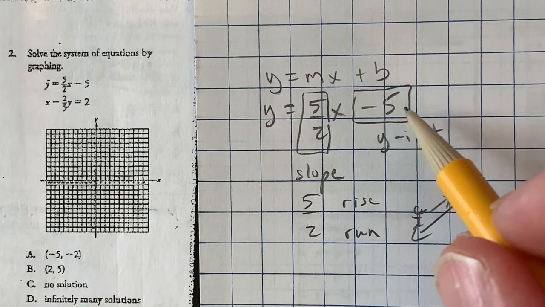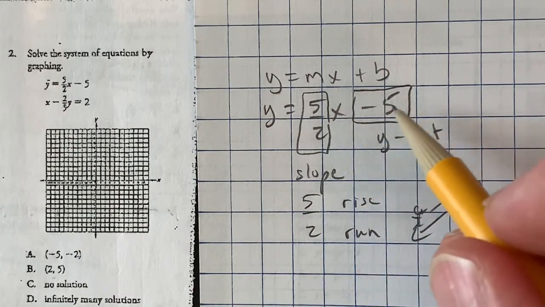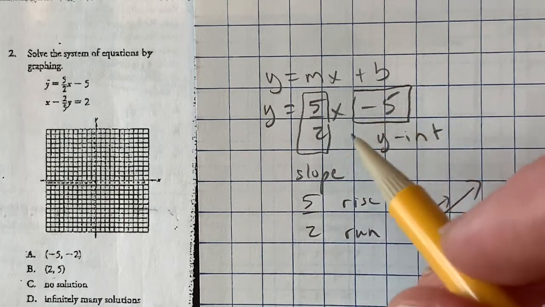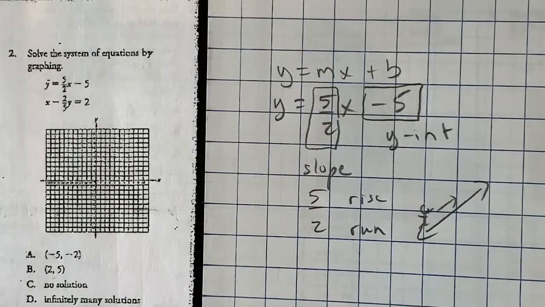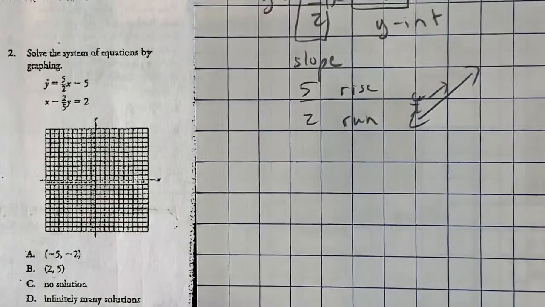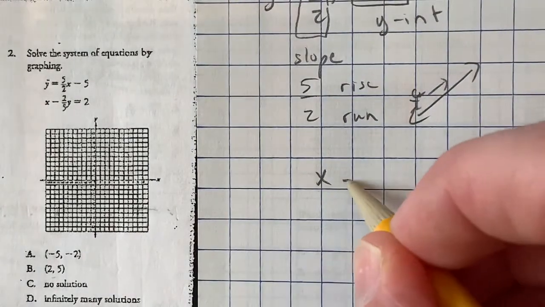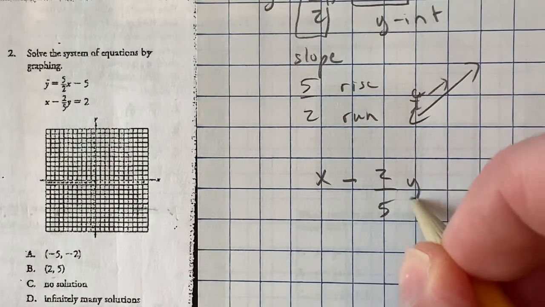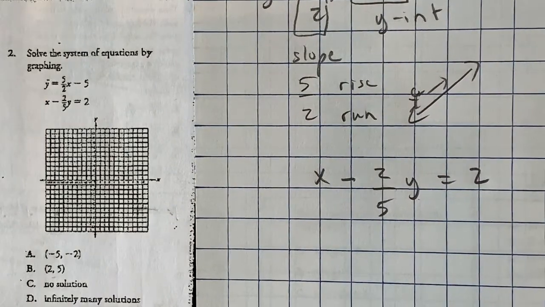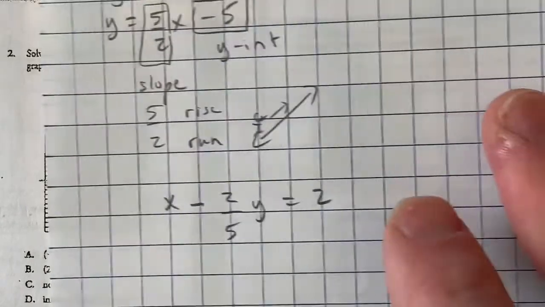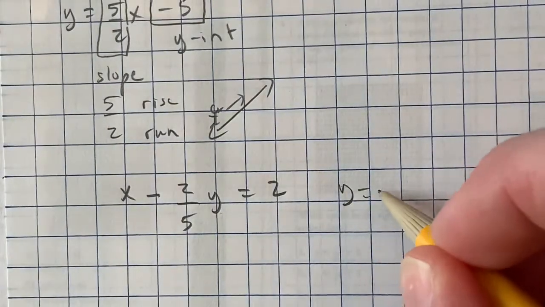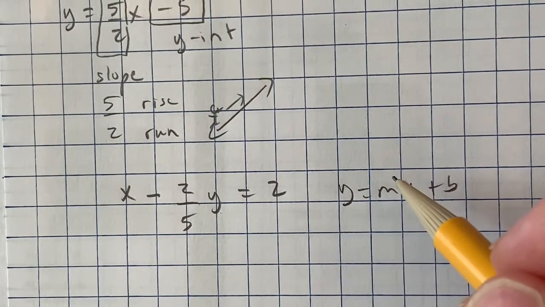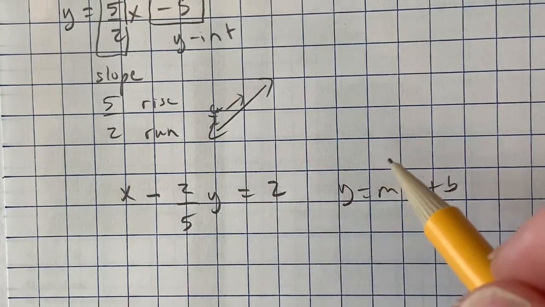So after you plot this point on your graph, then do your rise over your run from the point that you plotted. And it should look like that. So that's your first line. So now we need to go on to our second equation, which is x minus 2 over 5 y equals 2. So this is not in the form that we like. This is not in y equals mx plus b form. So this does not look like this. So what we're going to do is we're going to try to make this look like this.